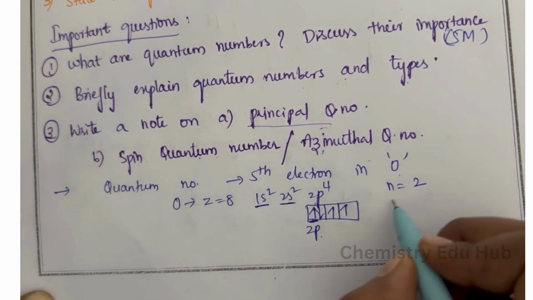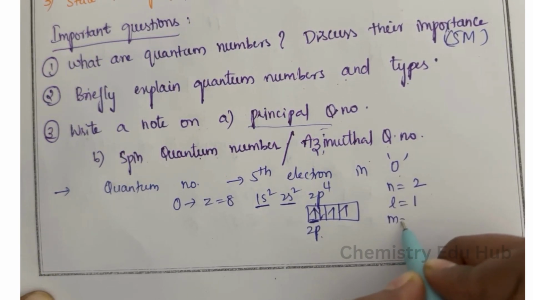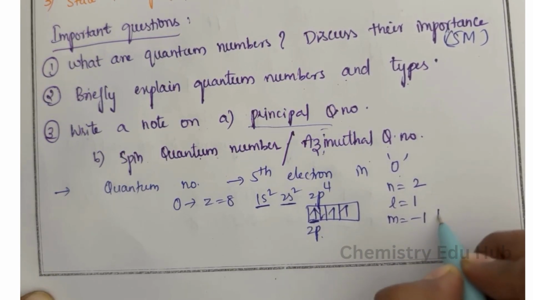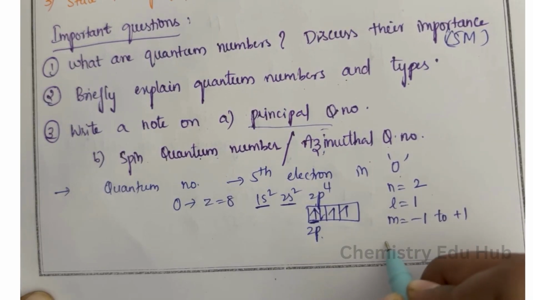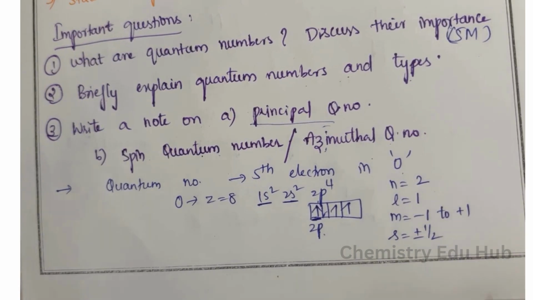So the quantum numbers will be: second shell, then L value for the p subshell is 1. Then M values can be minus 1 to plus 1. And spin can be plus or minus half. This way you need to write the 4 set of quantum numbers for any element if they ask you. So these are the possible questions, and this is about the quantum numbers.